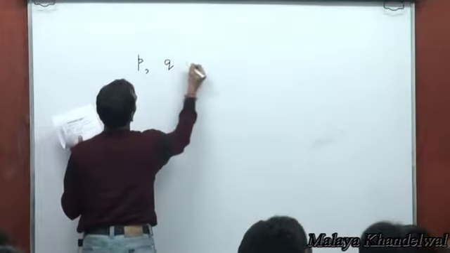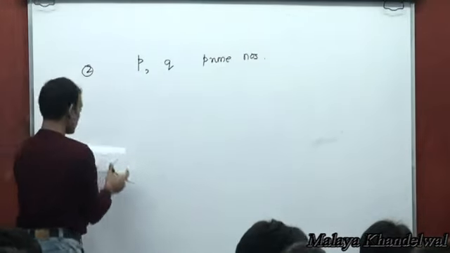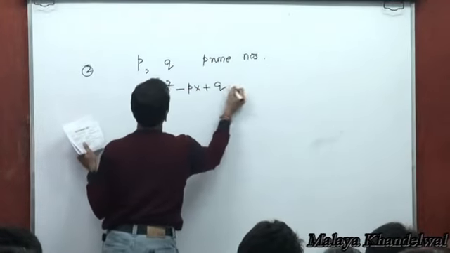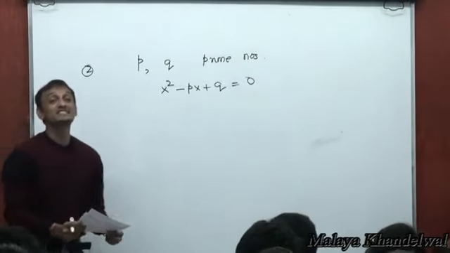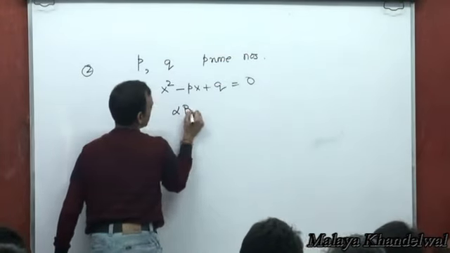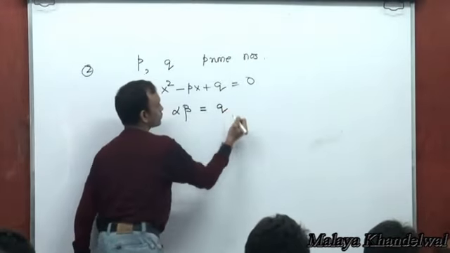p and q are prime numbers. Again, both small p and small q, right? Courtesy Animesh da. This p looks bigger than it should be. p and q are prime numbers, and the equation x squared minus px plus q equal to 0 has distinct integer roots. So alpha and beta are the roots, integers. So alpha into beta is q.